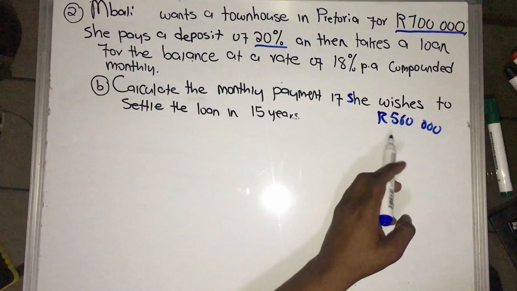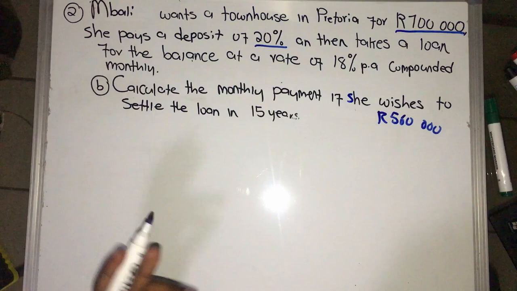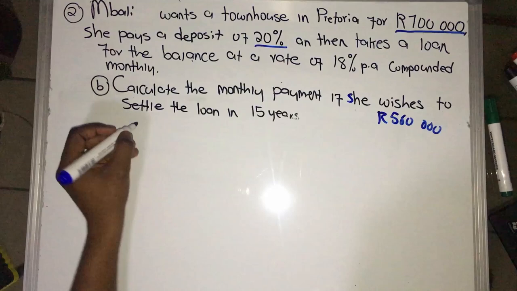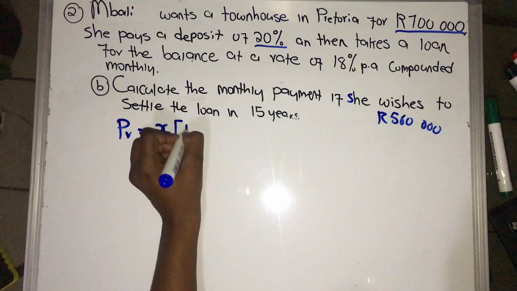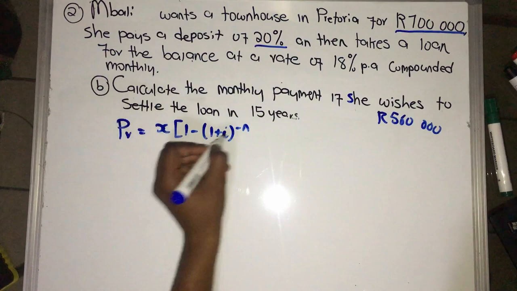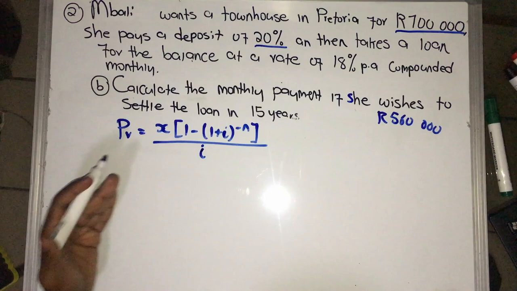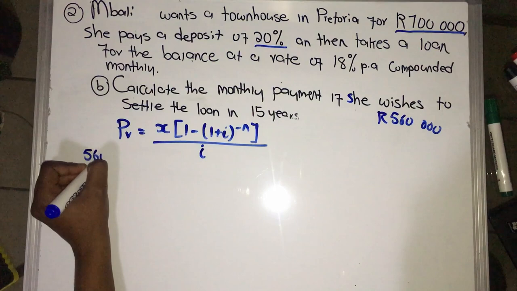Okay, so as I've mentioned, the basic thing with loans and financing is that they are present value annuities. So the formula relating the present value is: present value equals x times (1 minus (1 plus i) to the power minus n) all over i. This minus n is important. Okay, the present value is the amount, in this case your loan amount, which I got from the previous question, is 560,000. Okay, so our x is the installment.